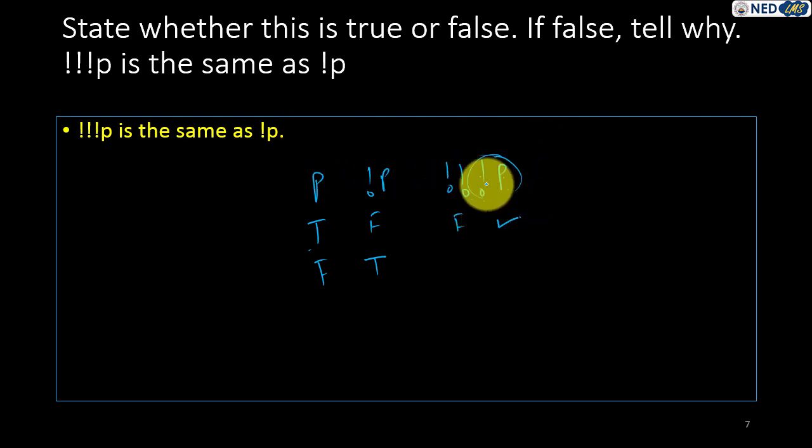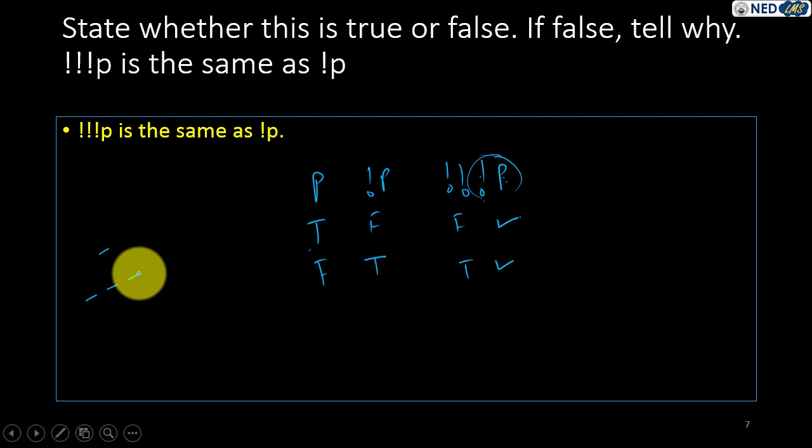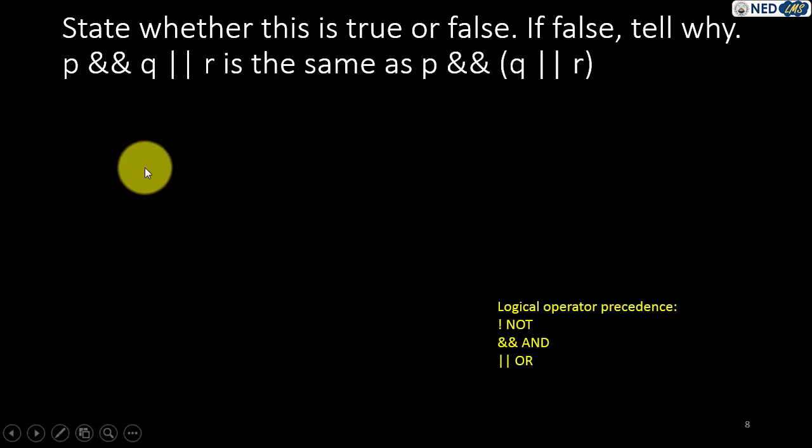So if we put P as false, so not false would be true, and then not true would be false, and not false would be true. So these expressions are the same. Actually, if you multiply a number by a minus, or you multiply a number by minus 3 times, you will still get a minus sign. So behind the scenes, the logic is that the not operator is actually similar to the negation sign.